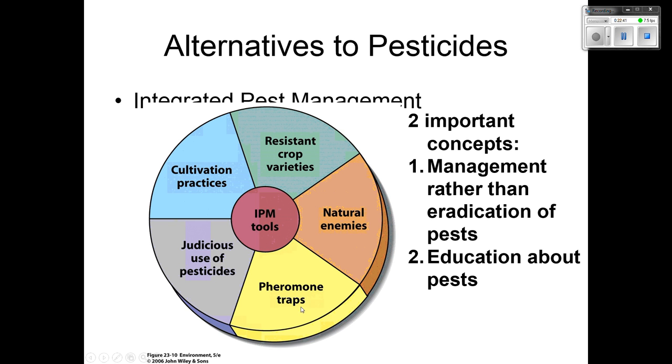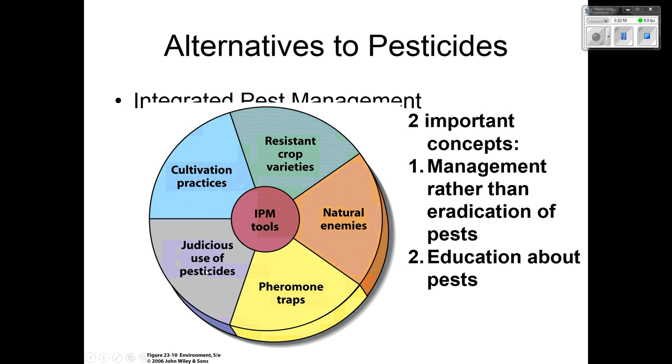And then it says judicious use of pesticides. So we are also going to use some pesticides, not a lot, not a calendar spray, which means that you spray all the time. But we are going to use some amount of pesticide. So using all of these tools together is called integrated pest management. And that's what that is.